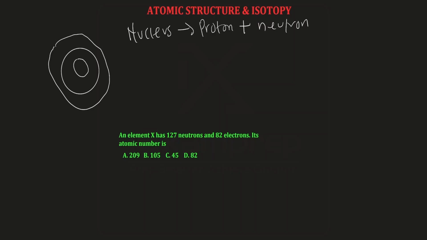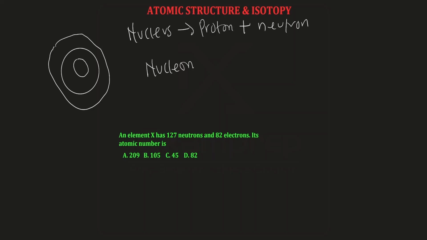Understand that the association of proton and neutron is called nucleon. So nucleon is the collective name for proton and neutron because they are both contained in the nucleus. Then electrons are located in the orbital.